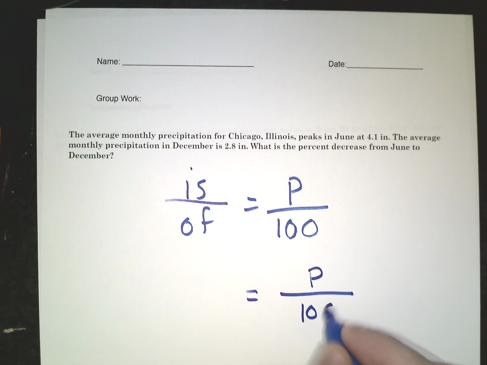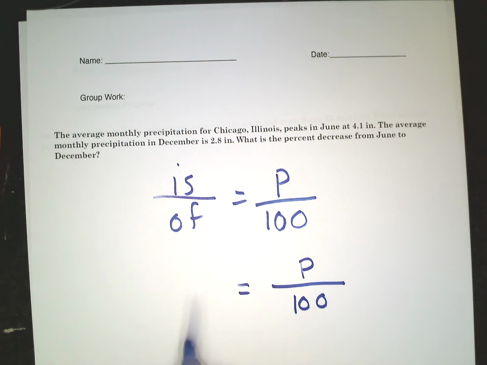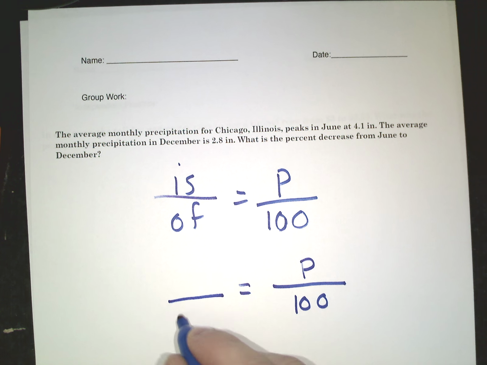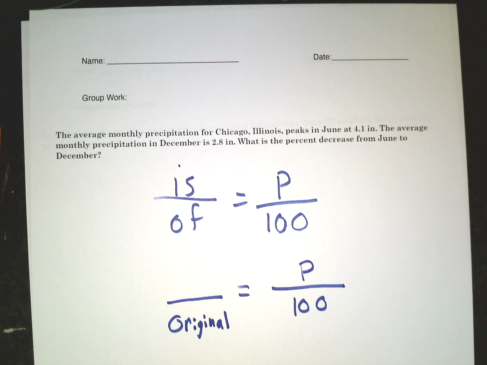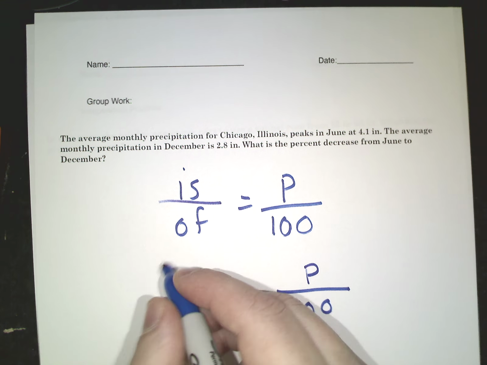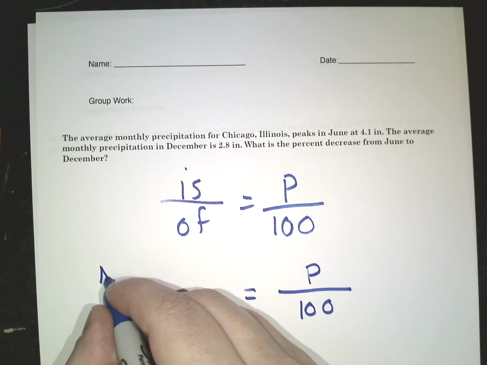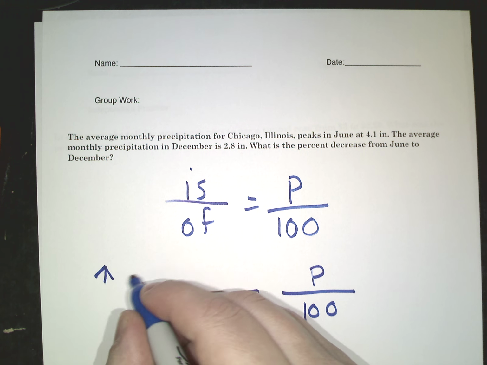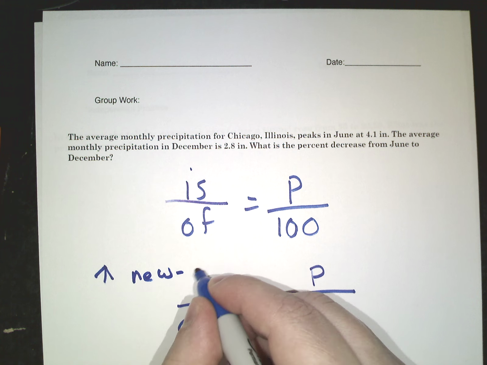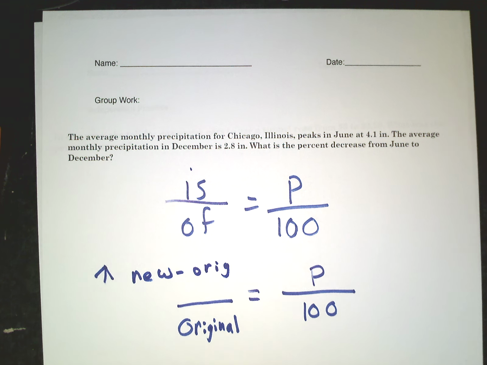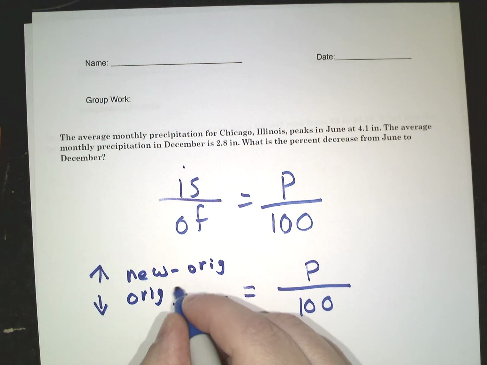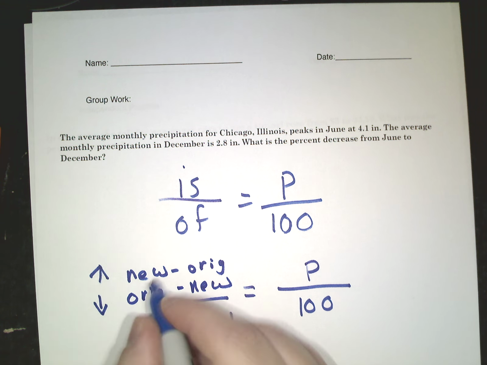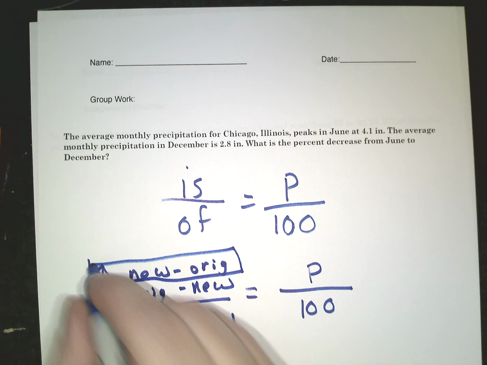Keep this side the same. This side, I'm going to keep this original. And here, I'm going to go either of two ways. If it's an increase, I'm going to write new minus original. And if it's a decrease, I'm going to write original minus new. And that'll be choose which one. I'll put one of these in here.